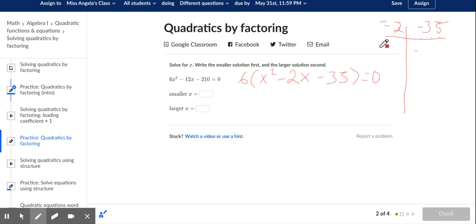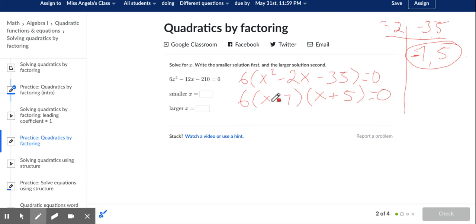So what things multiply to 35? The first thing that comes to my mind is 7 and 5. And if I make the bigger one negative, negative 7 plus 5 is negative 2. So this is right. Since I don't have a number here, I can just write this in factored form. So the 6 comes along for the ride, and I have 6 times x minus 7 times x plus 5 equals 0.